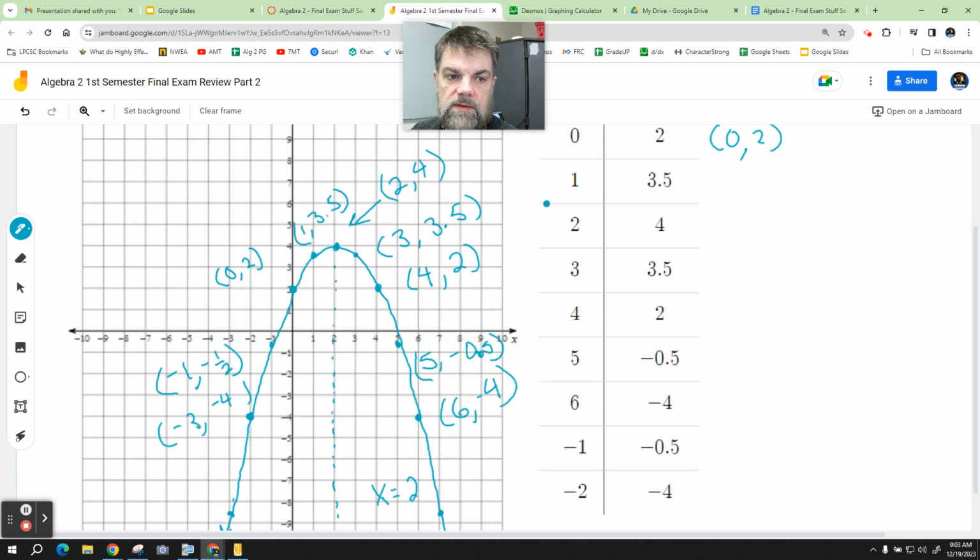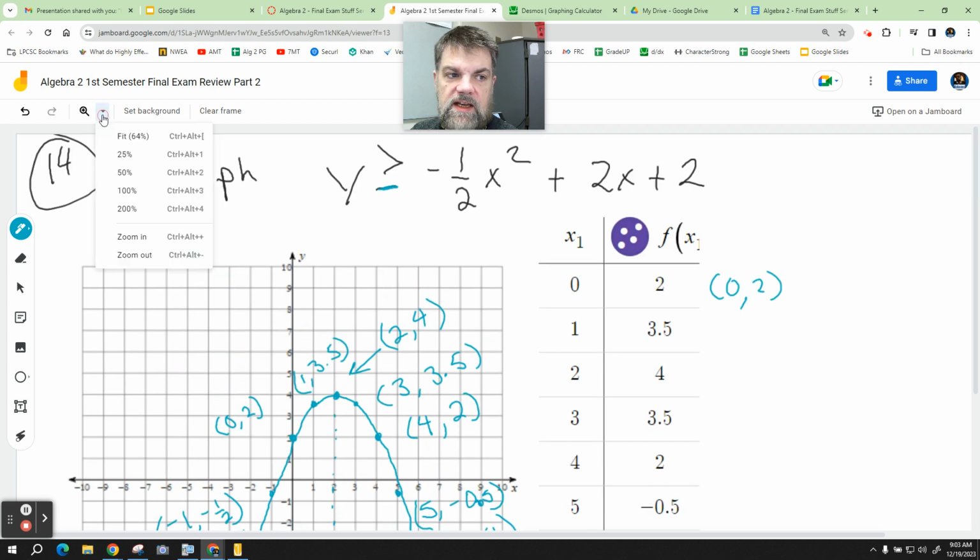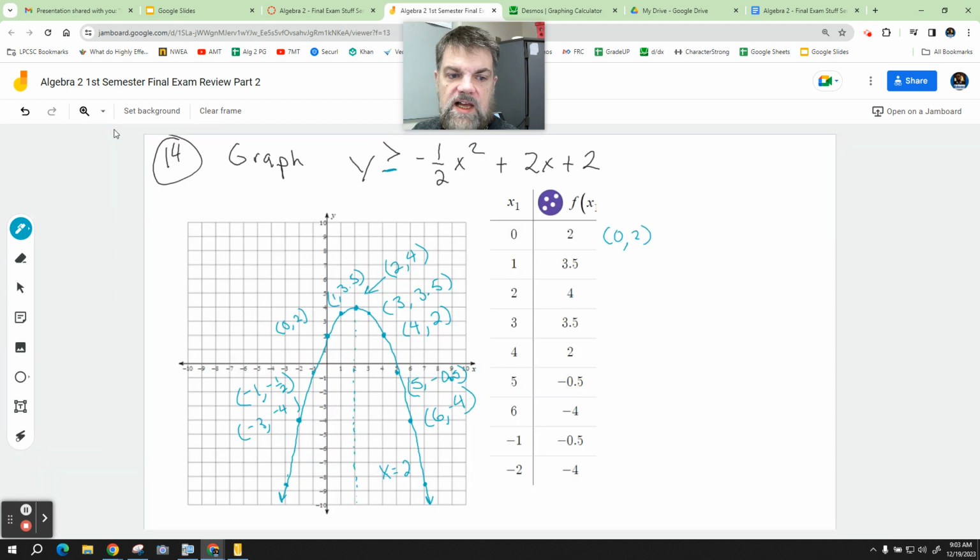Now, it says greater than or equal to. Y is greater than that. So what is greater than this line? Above the line. So our shading is going to go above the line. I got some numbers in here, so.